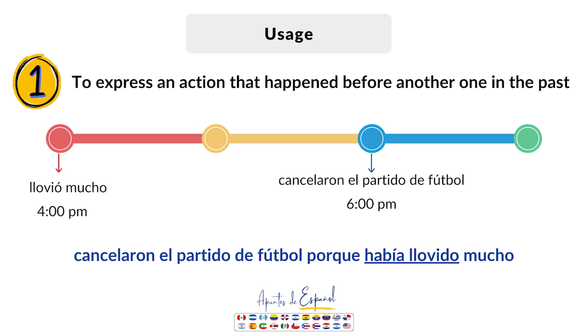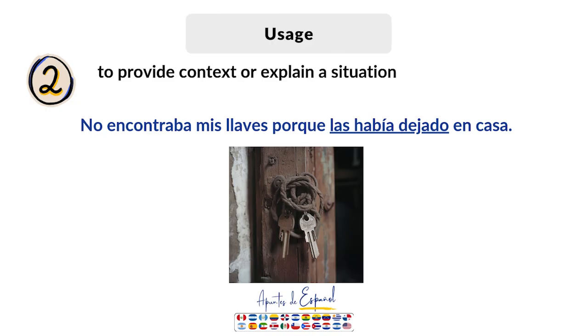If I want to put those two sentences together to express what happens first, I will have to conjugate the verb in the past perfect, as in the example, cancelaron el partido de fútbol porque había llovido mucho. In the sentence, había llovido is the past perfect and is the action that happened before another one in the past. The past perfect can also be used to provide context or explain a situation, as in the example, no encontraba mis llaves porque las había dejado en casa. I couldn't find my keys because I left them at home.